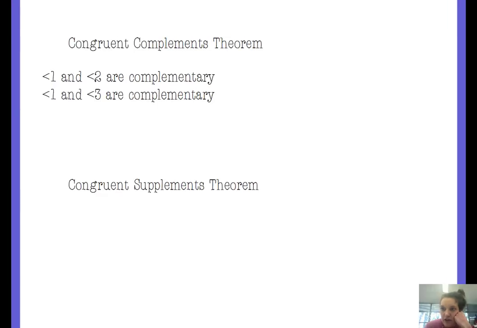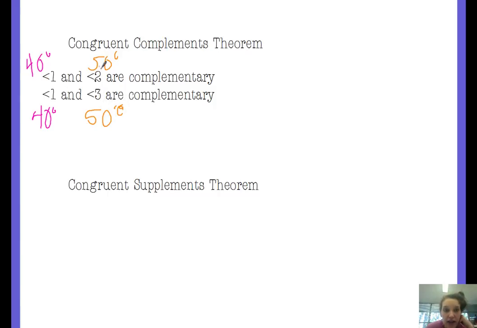So I'm just going to assign a random measure to angle 1. So let's say angle 1 is 40 degrees. That means that angle 2 has to be 50 degrees because they have to add up to 90. So in my second scenario, angle 1 is still 40 degrees because it can't change its measure. And if angle 1 and angle 3 are complementary, then angle 3's measure is also going to have to be 50 degrees.